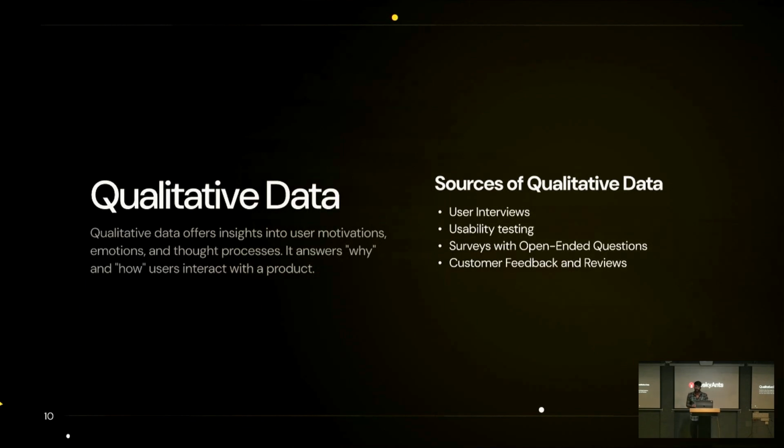Qualitative data. Okay, so qualitative data is all about the quality of data. How does that work? This qualitative data usually answers questions like why, how, and how people actually interact with the product. These give you more insights into user motivations. There are multiple ways how you can collect qualitative data. Let's run through a few of them.